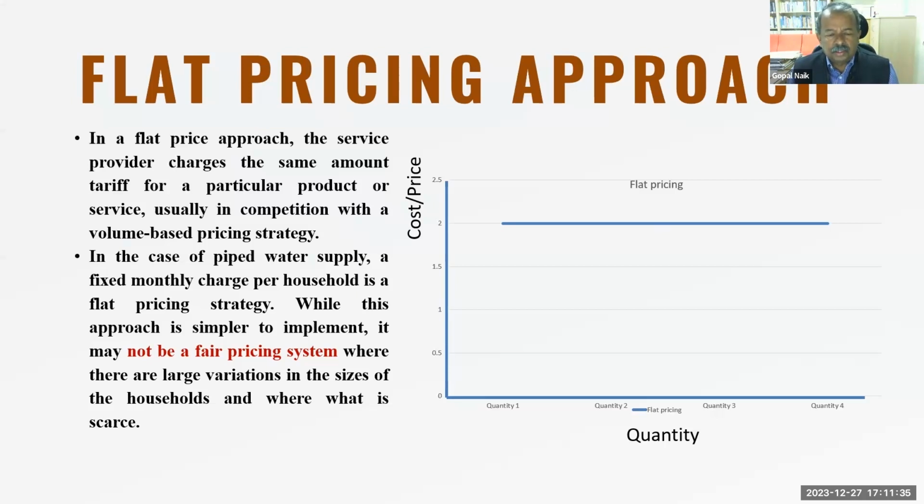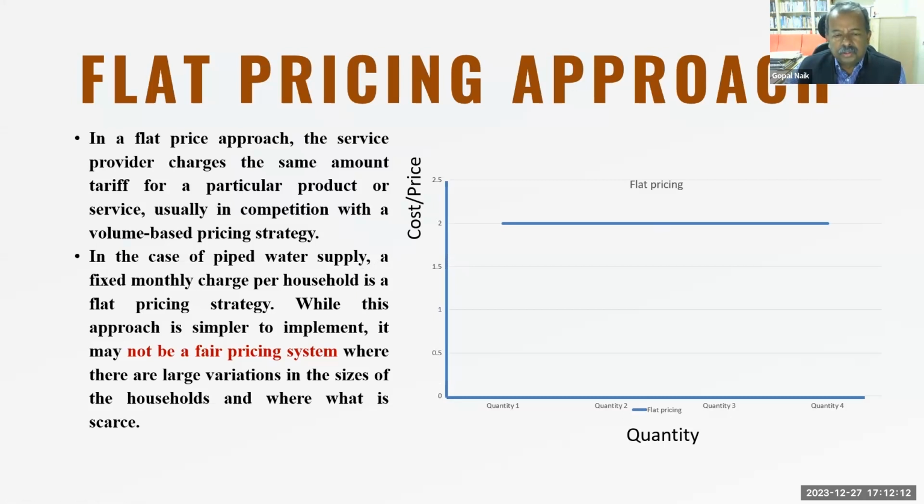So if we are thinking of supplying 55 liters of water per day, the variation is anywhere from 55 to 550. That's a large variation, and charging the same price for everybody, for all these households, may not be a fair system, particularly where the water is scarce. So there is a high value for water, and in which case this may not be a fair pricing system.